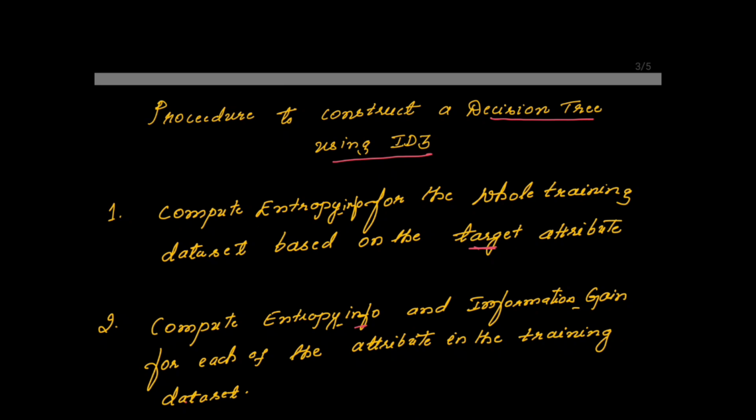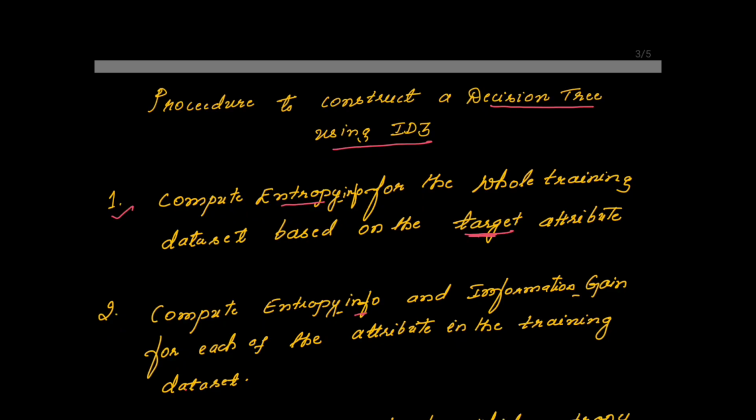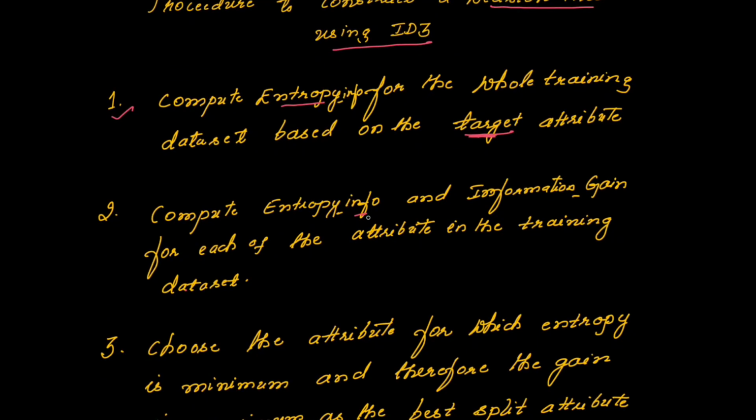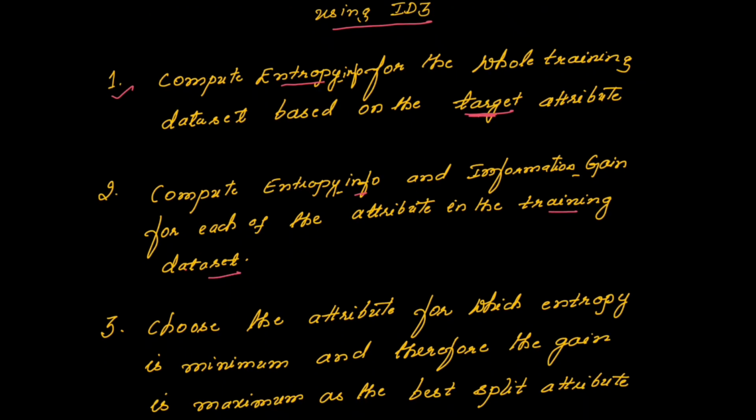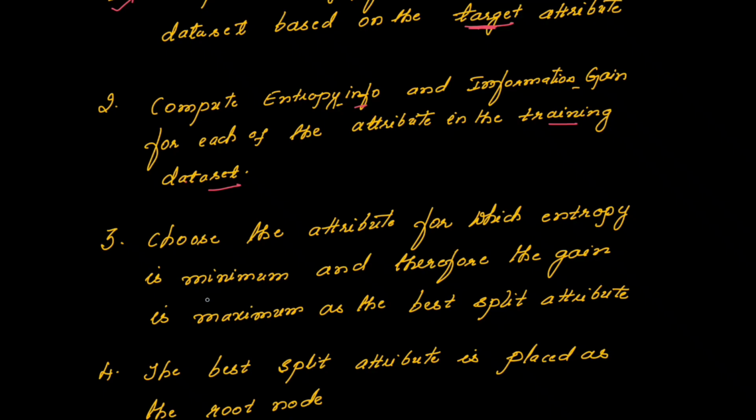In this algorithm, the very first step is we will compute the entropy for the whole training data set based on the target attribute. Presently you may not get the clear picture of what these steps are doing, but I'll explain the same thing with an example in the next session. Now just look at the steps. First step is to compute entropy for the whole training data set. Second step is to compute entropy, information and information gain for each attribute in the training data set.